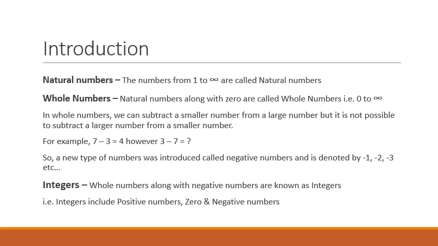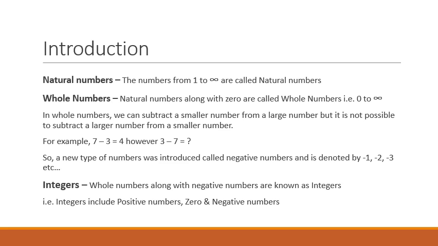Now in whole numbers, we can always subtract a smaller number from a larger number. But it is not possible to subtract a larger number from a smaller number. Let's take an example. If I write 7 minus 3, then you know the answer, it will be 4. But what if I write 3 minus 7? What will be the answer?